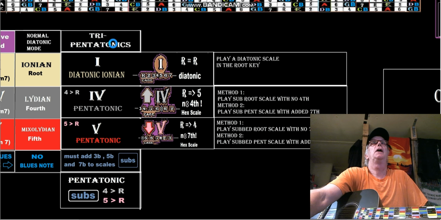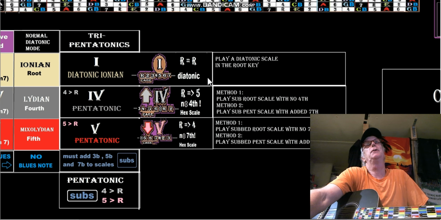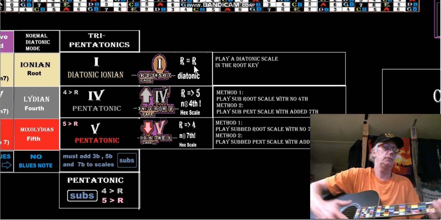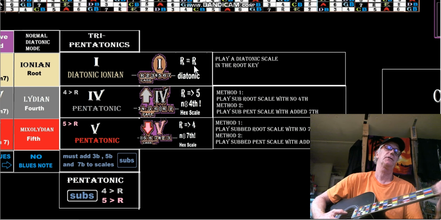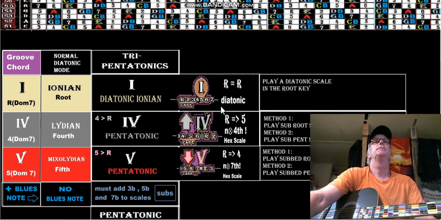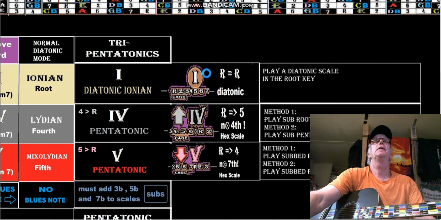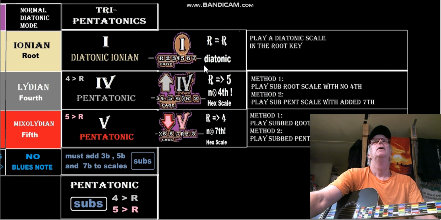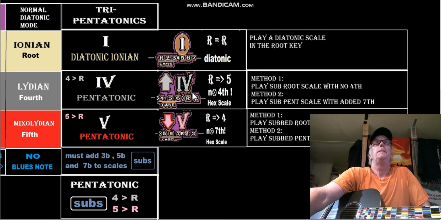Let's look at the third column, try pentatonics. Diatonic Ionian, root equals root. 1, 2, 3, 4, 5, 6, 7, root. Okay, and it says right there. Now let's zoom in a little bit on this. So there's root 2, 3, 4, 5, 6, 7. Now, when we move the pattern up, okay, what's the string shape that's underneath the root 2, 3 is the 4, 5, 6, 7, okay?